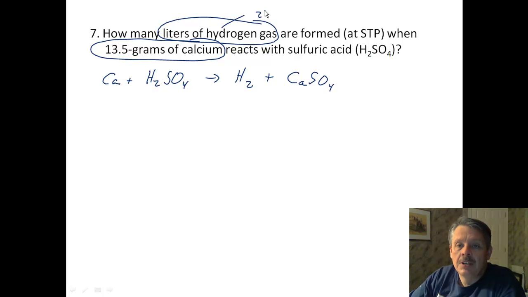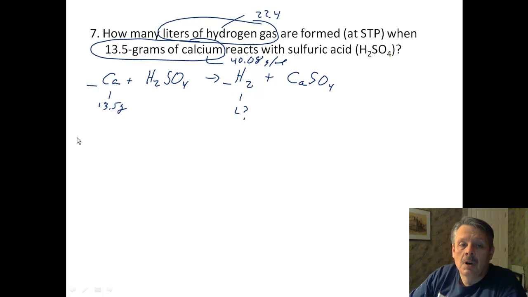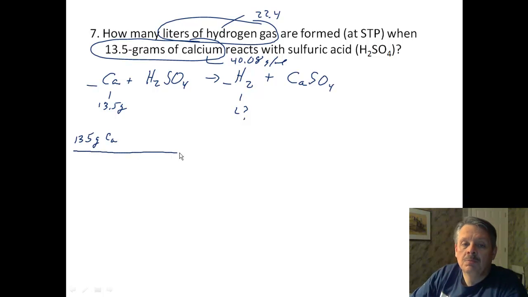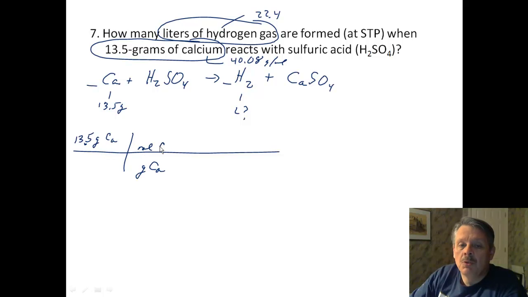Liters of hydrogen gas, we always work with the number 22.4. In calcium, we have to look at how much that weighs, and that's 40.08 grams per mole. So I can now start with 13.5 grams of this, and I'm trying to go to how many liters of that I have. Well, notice our coefficients are both 1. Alright, so let's go ahead and do the math. 13.5 grams of calcium, and I have to get rid of grams of calcium and go to moles of calcium.